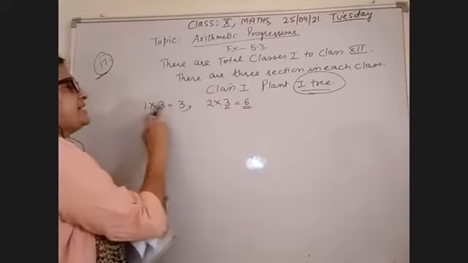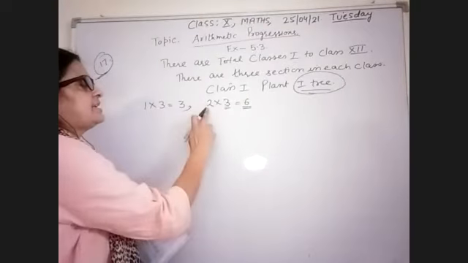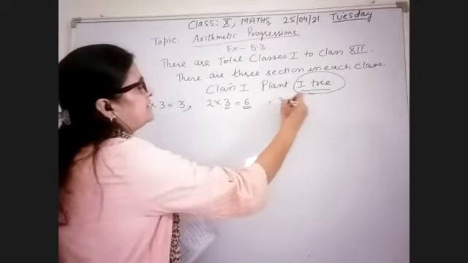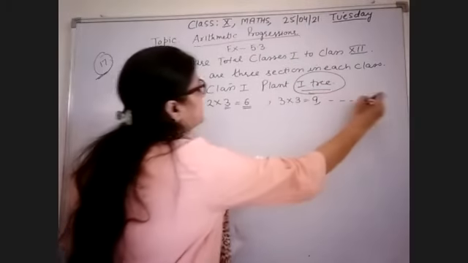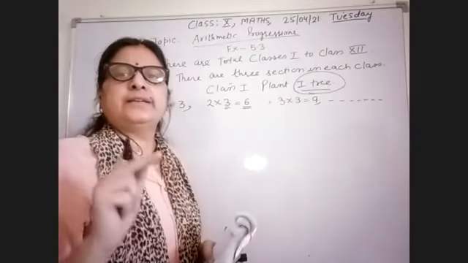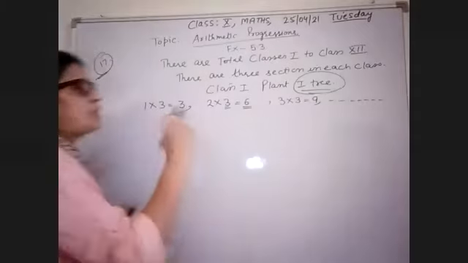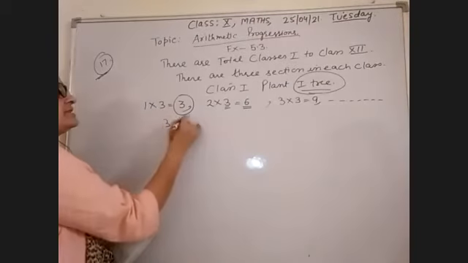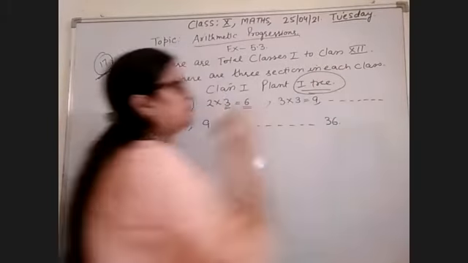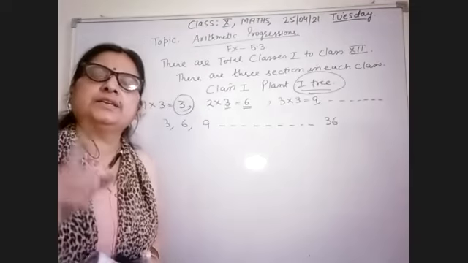Class 1, one section planted 1, so 3 sections planted 3 trees. Class 2 planted 2 into 3, 6 trees. Class 3 planted 3 into 3, 9 trees, and so on. So how many trees will class 12th plant? 12 into 3, 36 trees are planted by class 12th. So how are you forming an AP? 3, 6, 9, and lastly 12 into 3, that is equal to 36. Because in the school there are 3 sections in each class.